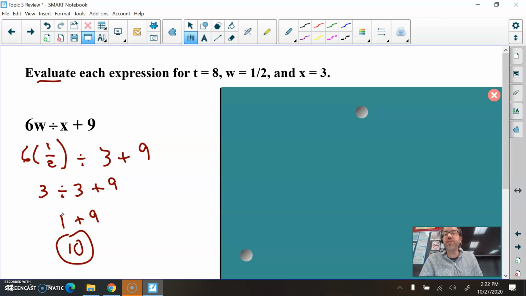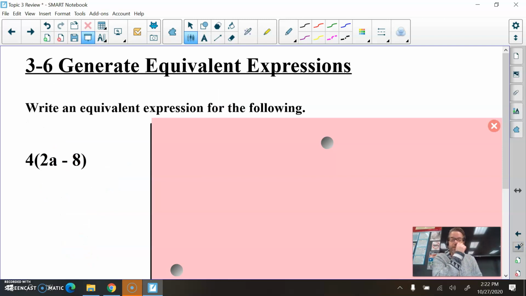All right, I'm going to have to jump to the next part here if I'm going to get this all done in time. All right, generating equivalent expressions, topic 3, section 6. Write an equivalent expression for the following. This is where we use the distributive property. When we see 4 times the quantity 2a minus 8, remember when I talked about what I like to call bombing the fort? So we do that here.